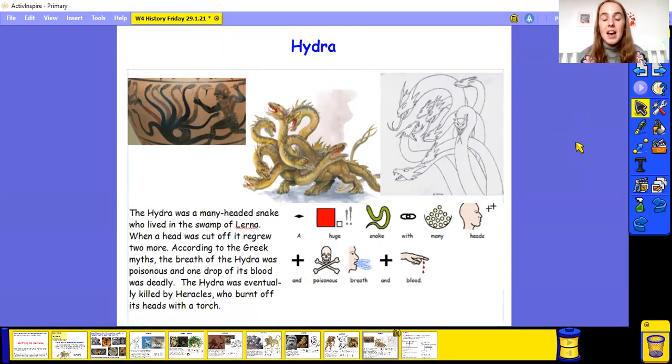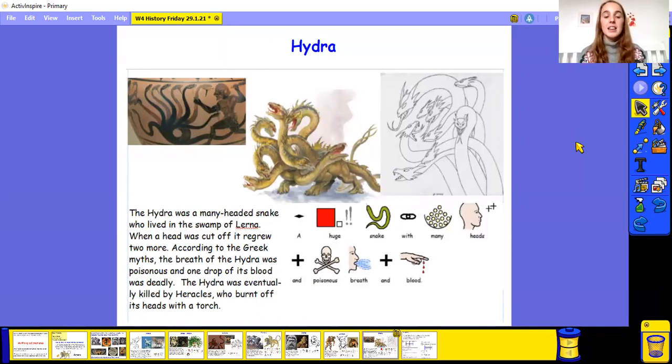It grew back. And according to Greek myths, the breath of the Hydra was poisonous and one drop of its blood was deadly. So if the Hydra would breathe on you or you'd inhale its breath, it would kill you. And one drop of its blood would kill you as well. So you had to be really careful near the Hydra. Now, eventually, Hercules or Heracles, he had different pronunciations, killed the Hydra by burning off its heads with a torch.